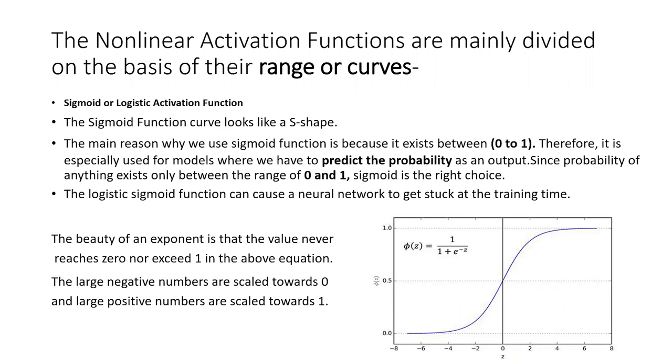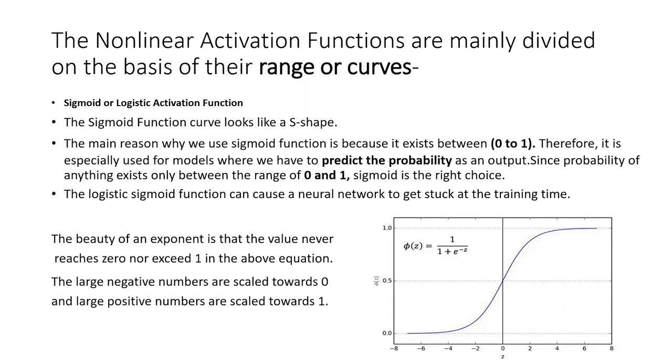Now the beauty of an exponent is that the value never reaches zero nor reaches one in the above equation. So ideally, whenever we create a solution, there is very little chance that the values will be 0%. It will probably give some percentage, probably 1% or 2% or 5% or 10%, right? Because of the images we see, if you compare a human to a dog, you will probably see some features might look the same for a human and a dog. So probably the eyes, right?